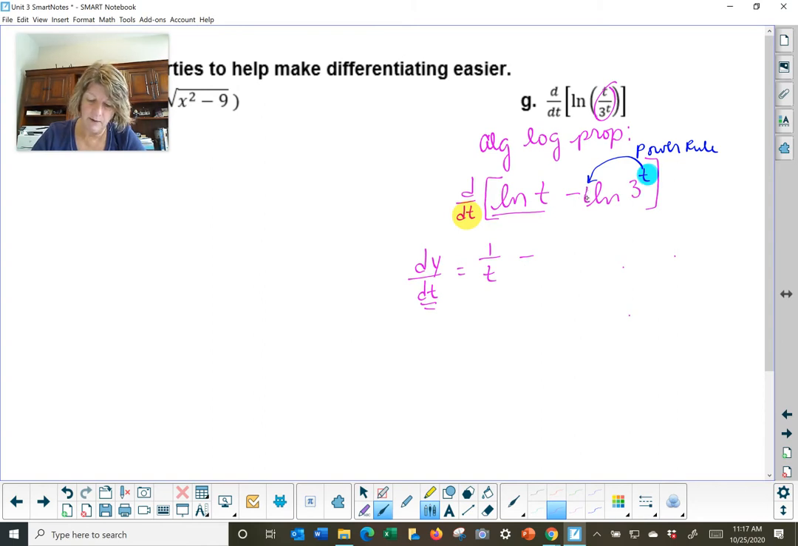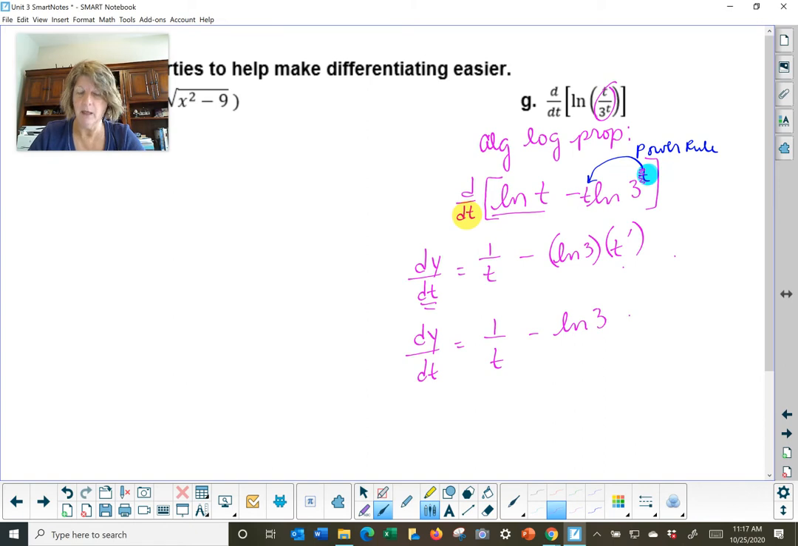This t came down in front, so now this is a coefficient, and I need to take the derivative of t. I'm going to indicate it in that fashion so that I get one more line that you can follow the work quite clearly. 1 over t minus multiplier. Derivative of t is simply 1. Do I really need to write it? Nope. dy dt equals 1 over t minus natural log of 3.